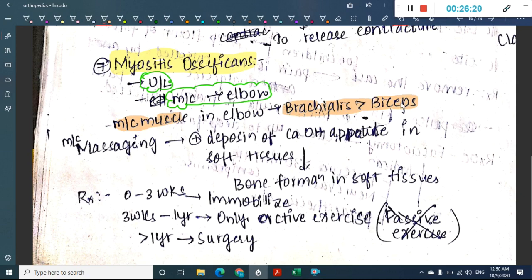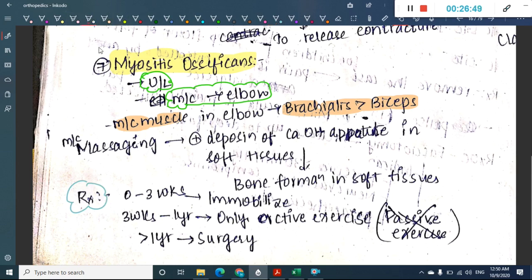What is the most common history which you see in a myositis ossificans case? That is a history of massaging. Because of the history of rapid massaging, there will be deposition of calcium hydroxyapatite crystals in the soft tissues, and this leads to bone formation in the soft tissues, causing myositis ossificans. Okay, now once you have learnt about myositis ossificans, how are you going to treat it?